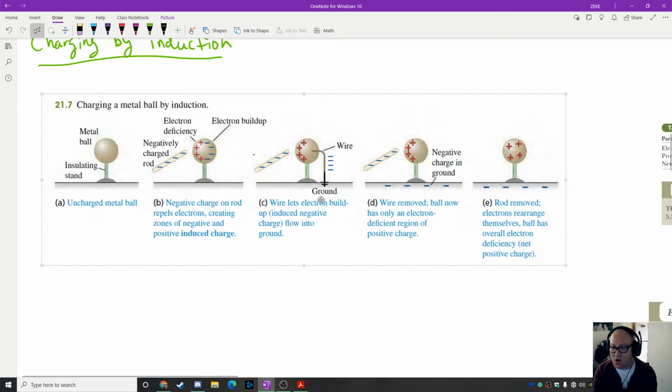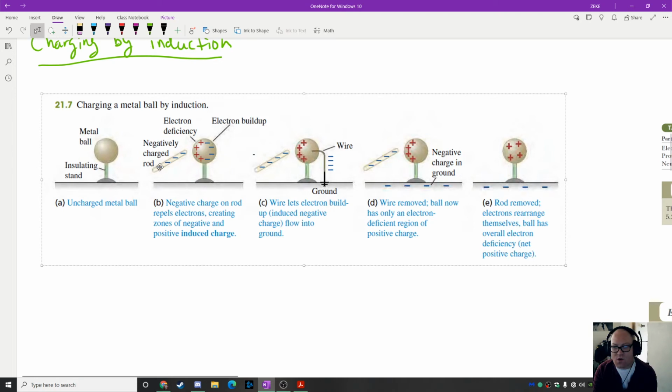You remove the wire, and what's left over is a positively charged ball, basically, okay? Once you remove the negatively charged rod right here, the positive charges are basically going to distribute themselves out again, okay? Really what's happening is negative charges are coming back to fill in the gaps, but there's less of them now, right? Because you removed them with the ground. So we call this charging by induction.